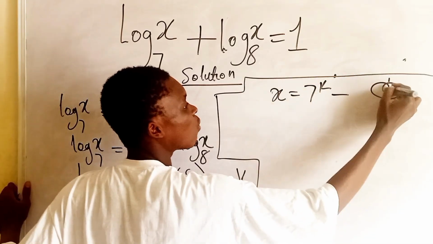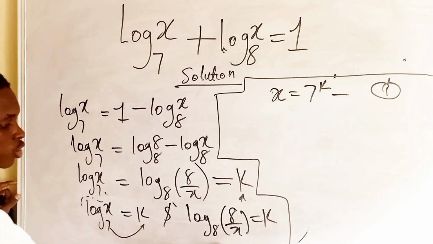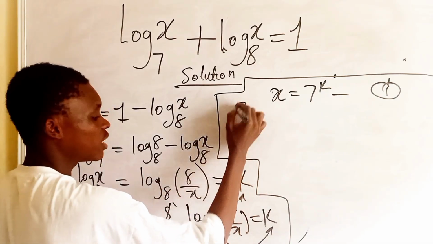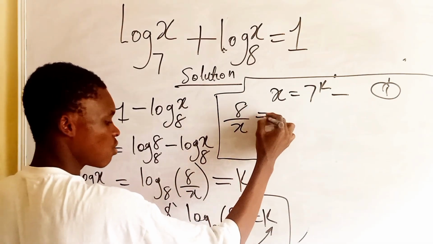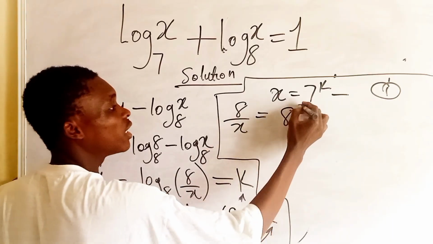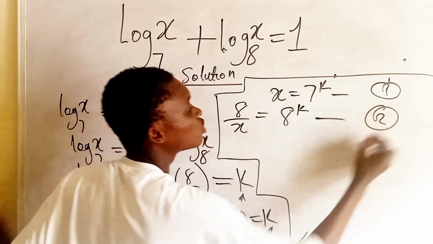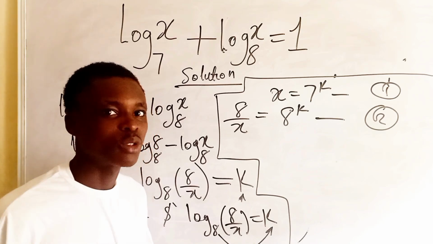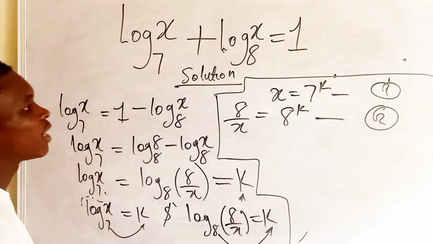So let's call this equation 1. This one also, when it happens, the 8 is coming here and k is going backward. We have that 8 all over x equals 8 to power k. We call this our equation 2. All right, mind you, this is the first method. I also have the second method to show you. Okay, let's go from here.